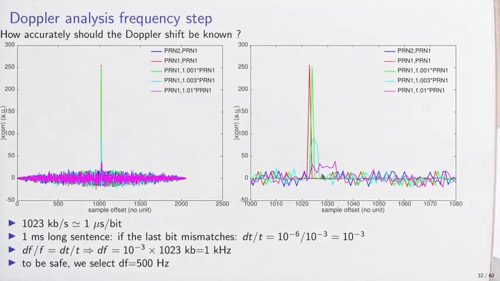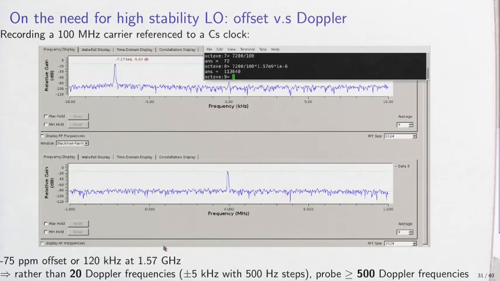So what we will do is we will consider frequency steps in the Doppler range of 500 hertz, which is a safe bet with respect to the 1 kilohertz inverse of a 1 millisecond duration of the correlation sequences. So based on this conclusion, 500 hertz steps, if we go back to the previous slide, we see that prior to this analysis, we had plus or minus 5 kilohertz. So that would be 20 steps, plus or minus 10, that's 20 steps.